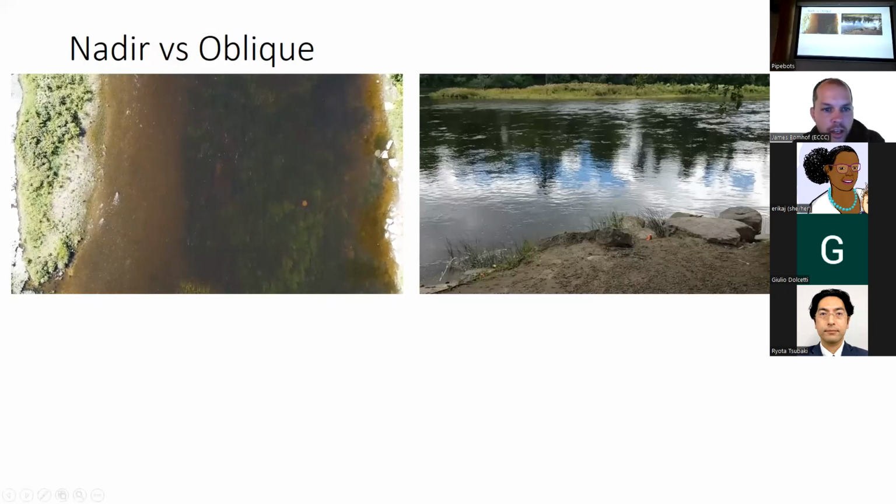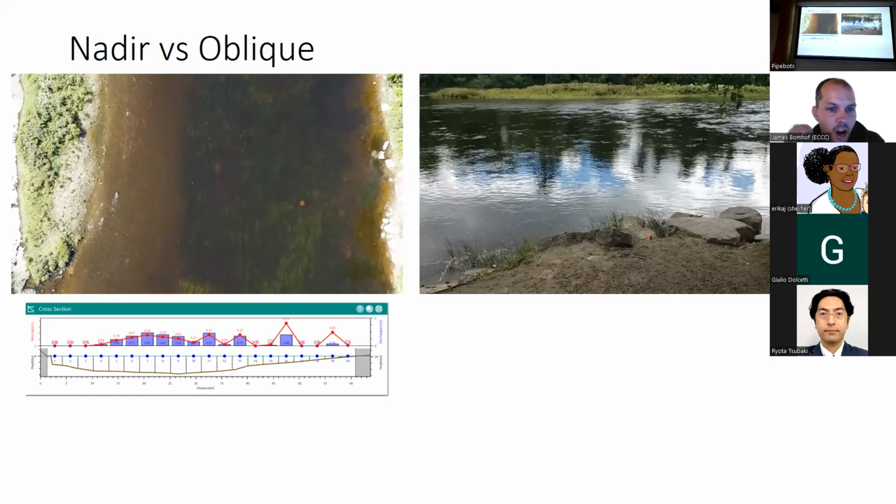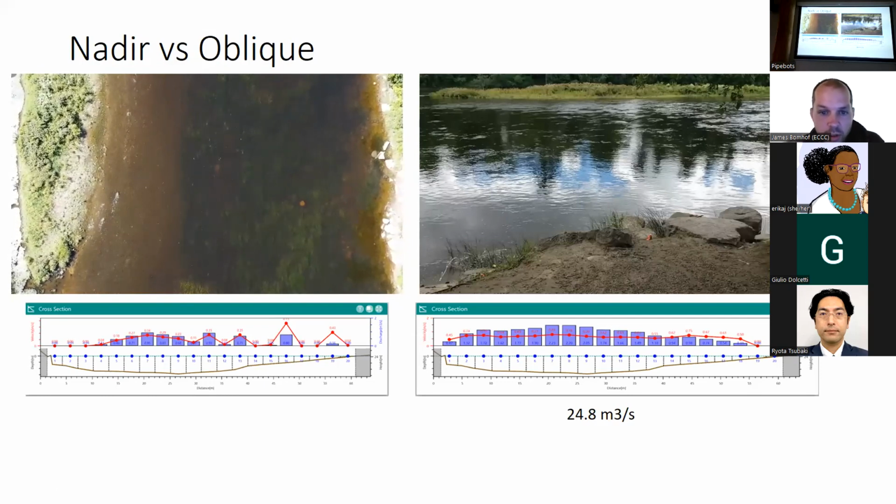And when I process that in HydroSTIV, this is just the auto deep learning algorithm, completely uncorrected. It doesn't capture the velocities very well at all in the nadir view. Whereas with the oblique view, it captures the velocities quite well. They're nice and stable. We get a very reasonable discharge.